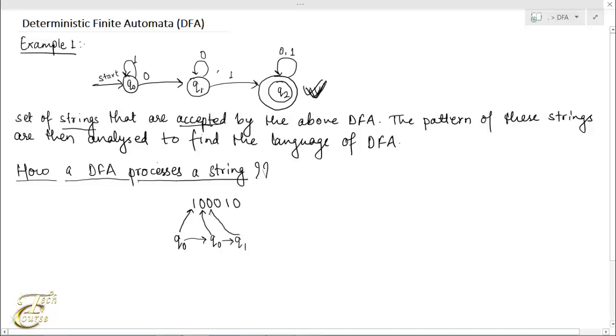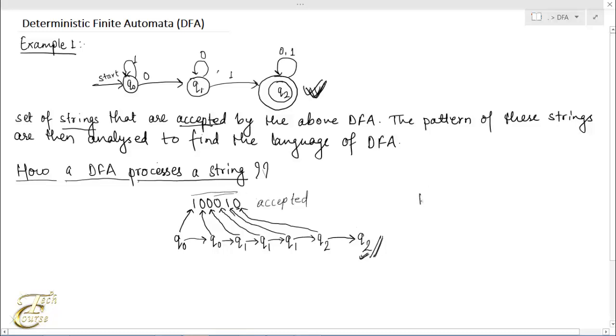Then it reads the next symbol 0 from Q1 and stays in Q1. Similarly, it reads the next symbol 0, which does not change its state, so the state is Q1. Similarly, it reads the next symbol 1 from state Q1 and moves to the state Q2, and after reading the final symbol 0 from the state Q2, it stays in the state Q2. Here we can see that after reading the last symbol of the string, that is this 0, the machine is in the state Q2. So this whole string is considered accepted.